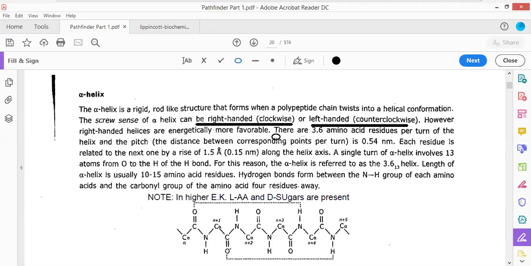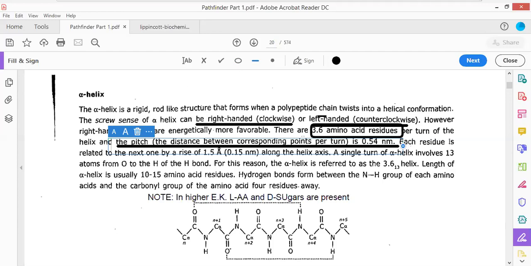Now see this. This is very important. There are 3.6 amino acid residues per turn of the helix. How many amino acid residues are present in the helix? 3.6 amino acid residues are present per turn of the helix, and the pitch of the helix is 0.54 nanometers. Again, there are two questions which have been asked from this particular part. Now, what do you mean by the pitch of the helix? What is this written, 3.6 amino acid residues per turn?